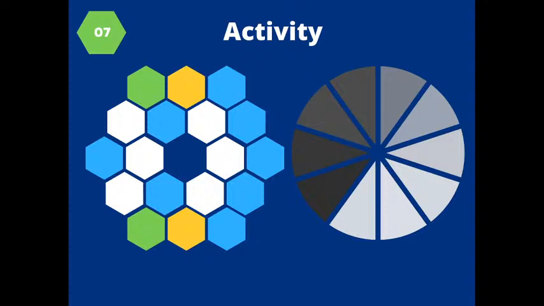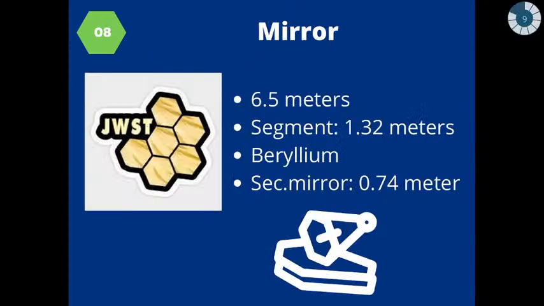In a minute, we'll receive the image. Okay, so quickly I will tell about the mirror. This mirror, I told you, right, is 6.5 meters in diameter, and it has 18 segments. Each hexagonal segment is 1.3 meters in diameter, which is made up of beryllium. Beryllium is one material. You know, iron, carbon, other periodic table elements, right? So beryllium is one element in the periodic table. This mirror is made up of beryllium.